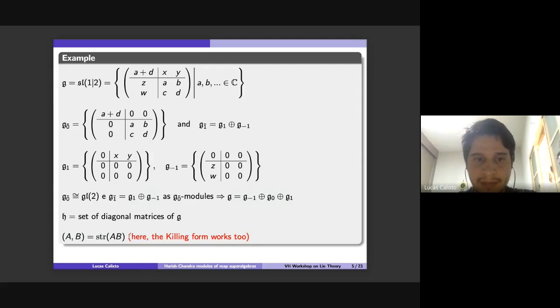I'm saying this here because it's not always the case that the Killing form is going to be non-degenerate in the super case. So this is a very big difference already between the super and non-super case. If you look at the classification of Victor Kac, for instance, he breaks the classification into pieces, and one case is precisely the case where the Killing form is non-degenerate, and the other case is the case where the Killing form is degenerate. Okay.